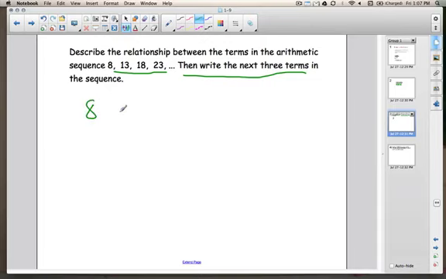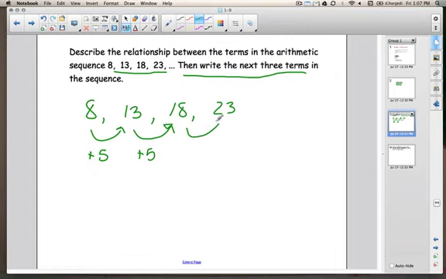So let's see, 8, 13, 18, 23. So we have to figure out, what do we add every single time? Well, let's see. From 8 to 13, we add 5. From 13 to 18, we add 5. And from 18 to 23, we add 5. So that means the relationship between these terms is that we are adding 5.